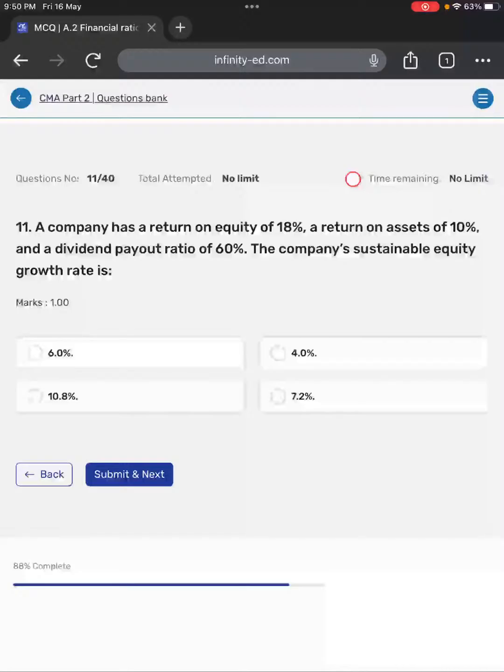Now question number 11. Our company has return on equity of 18%, return on asset of 10%, and dividend payout ratio of 60%. What is the company's sustainable equity growth rate? There is a formula for the sustainable equity growth rate.